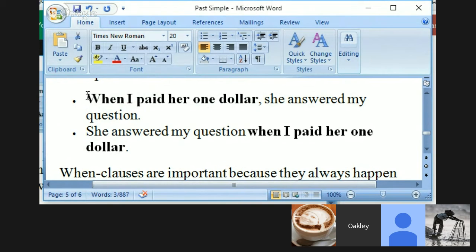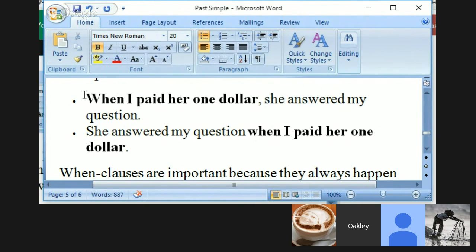Okay. In this first sentence here, Christian, what happens first here? When I paid $1. The action is I paid $1. It's the past. Which happens first, paying her, or she answered? That's right. Very good. So the paying her $1 happened first. She answered my question when I paid her $1.